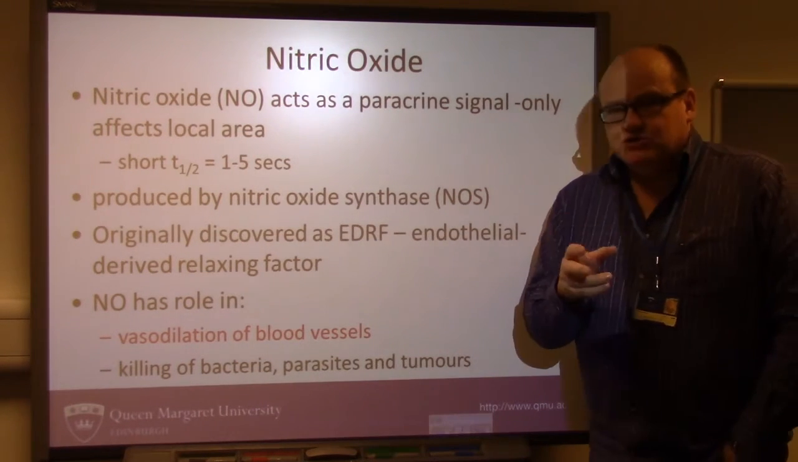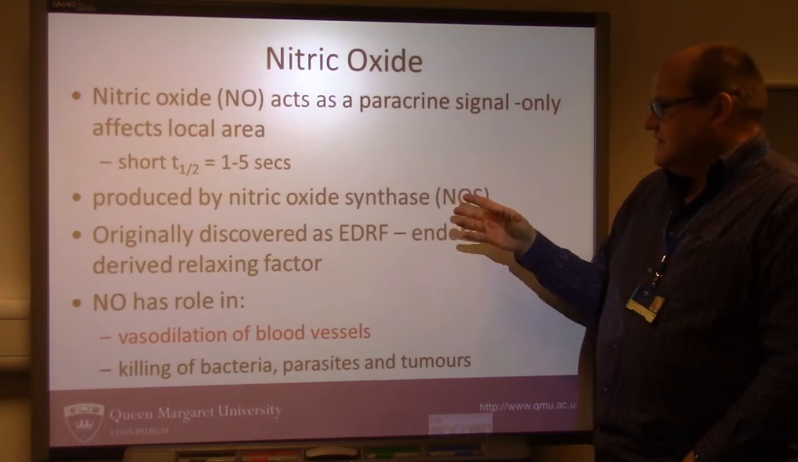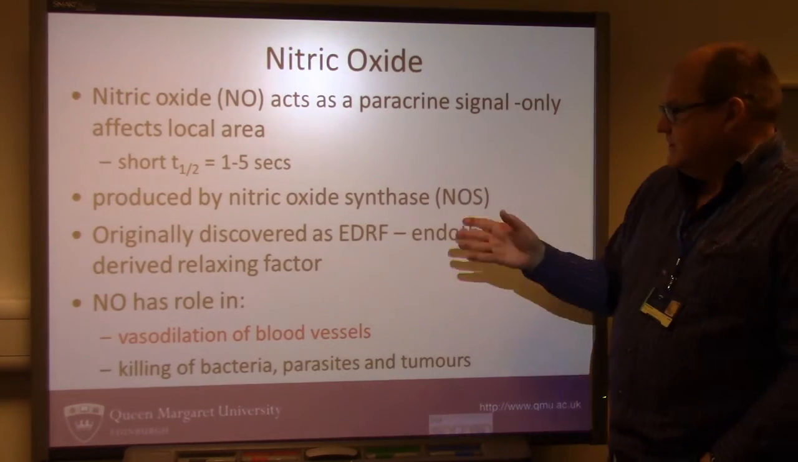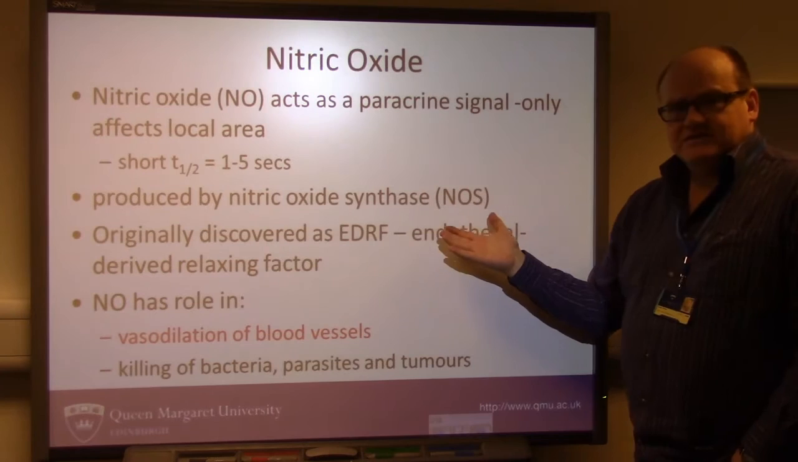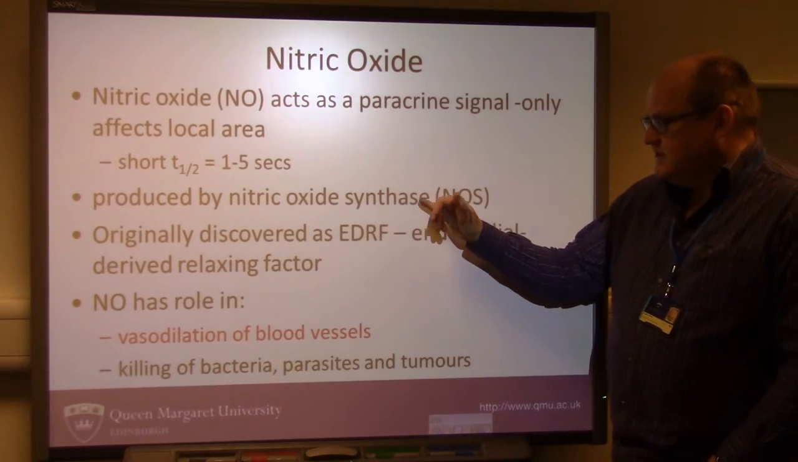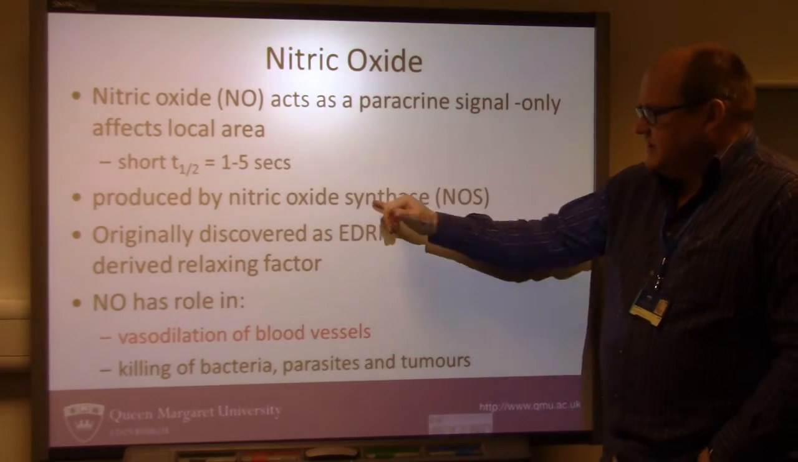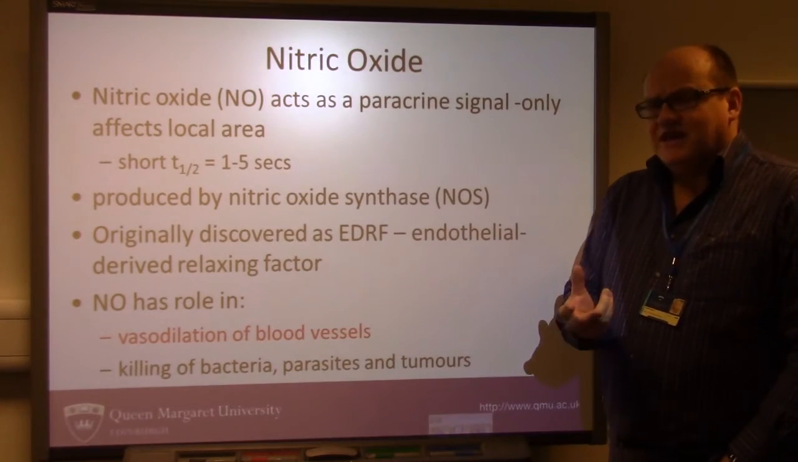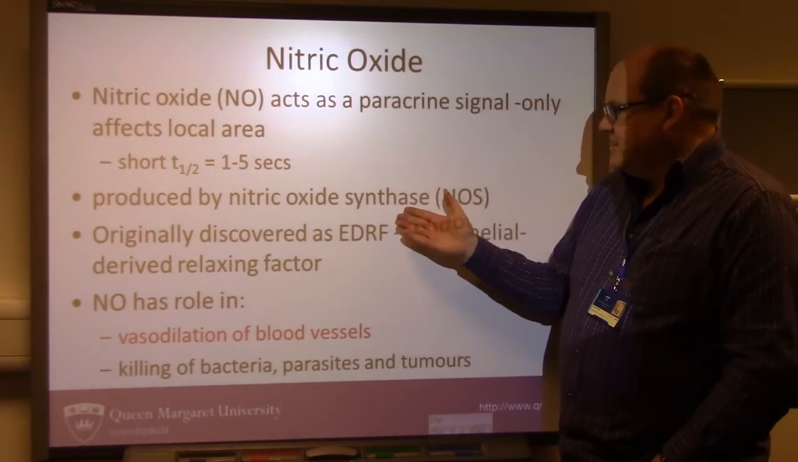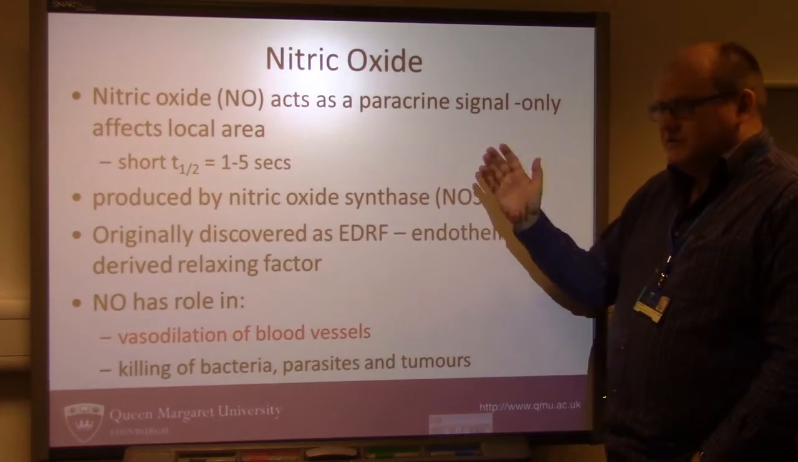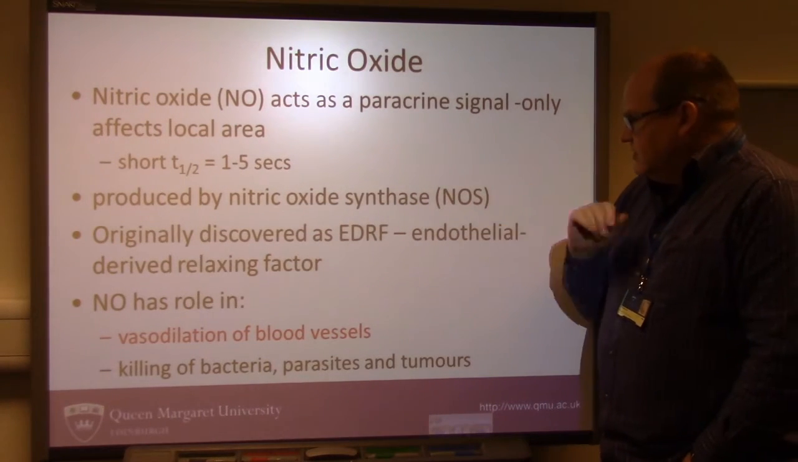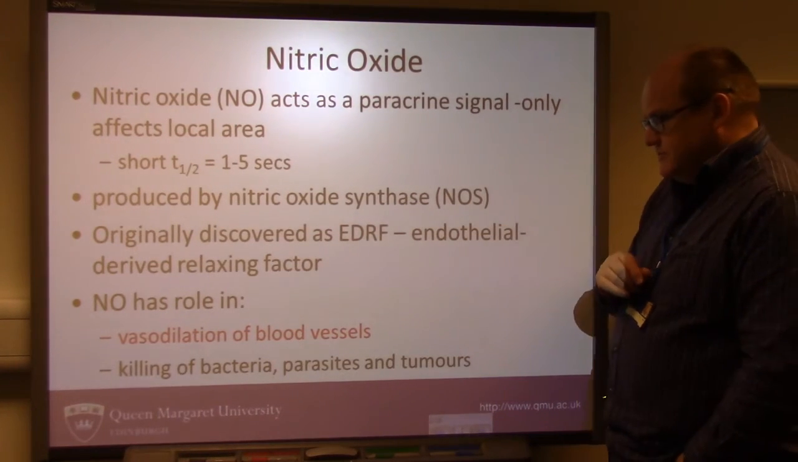Now, it's produced by the enzyme nitric oxide synthase. So the name there determines exactly what it does. It's got the ASE at the end, meaning it's an enzyme. It's a synthase, meaning it's a synthetic enzyme. So this means that it's the synthetic enzyme that makes nitric oxide, or nitric oxide synthase. Quite often referred to as NOS, N-O-S.